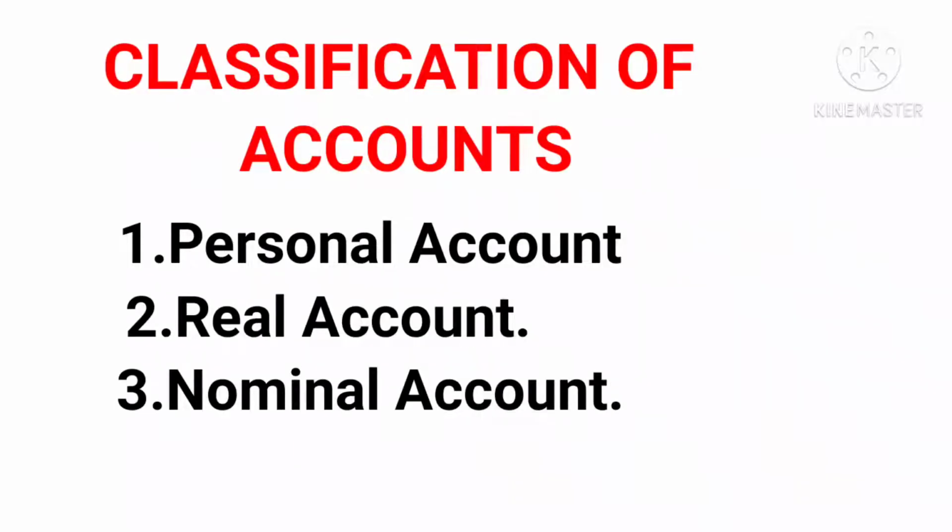At first, we discuss about golden rules for ascertaining debit and credit in a transaction. Before going to discuss about golden rule of ascertaining debit and credit, we have to know the classification of accounts. There are three types of accounts. Number one, personal account. Number two, real accounts. Number three, nominal accounts.